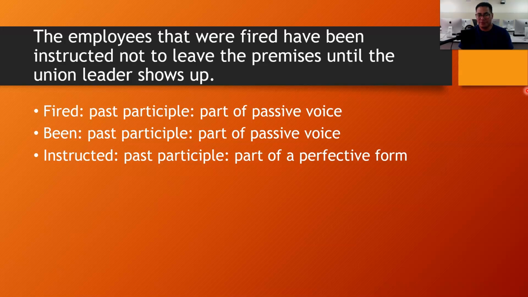So, you got it? It is not a direct object, even though it answers the question what after the verb, because it does. Let's check it out. The employees that were fired have been instructed what? They have been instructed not to leave. Not to leave what? Not to leave the premises. Not to leave until when? Not to leave the premises until the union leader shows up. Okay, all of this, not to leave the premises until the union leader shows up, is actually the infinitive phrase. Now, the question is, why is it not a direct object? If it answers the question what after the verb, why do I not classify this as a direct object?